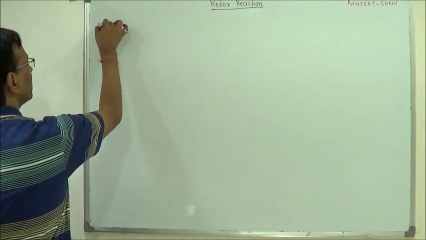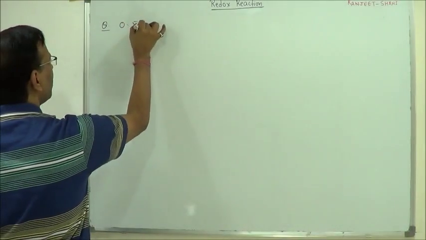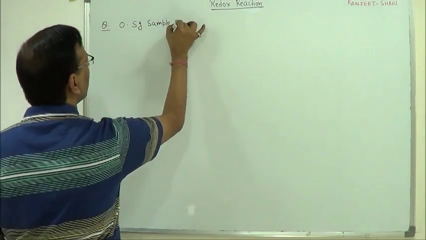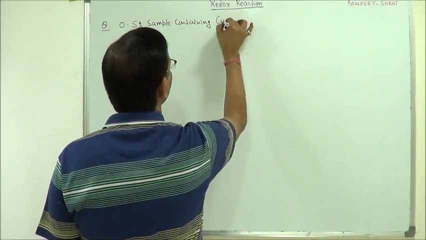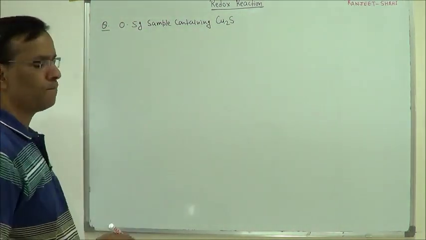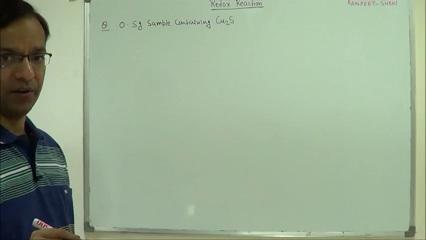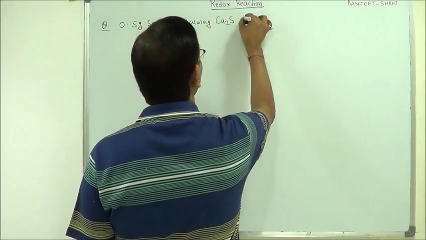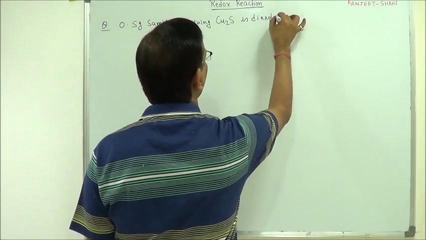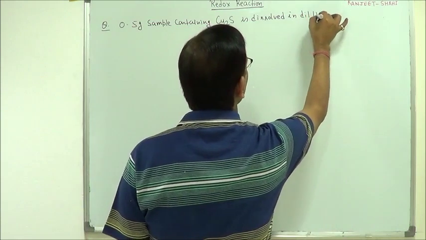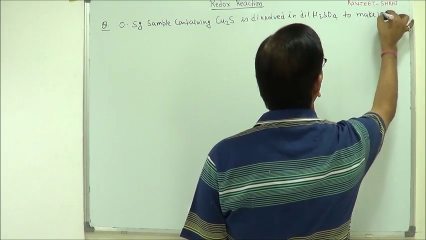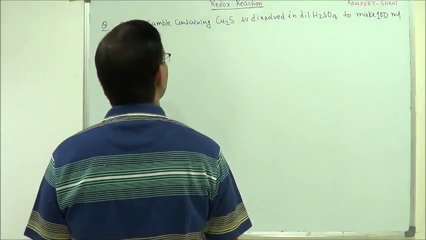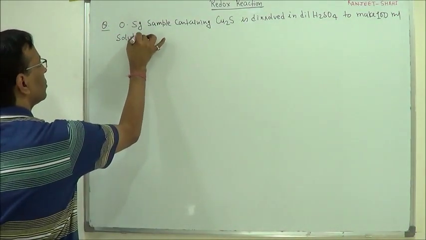Let us say a situation is given. 0.5 gram sample containing Cu2S, cuprous sulfide, is dissolved in dilute H2SO4 to make 100 ml solution.